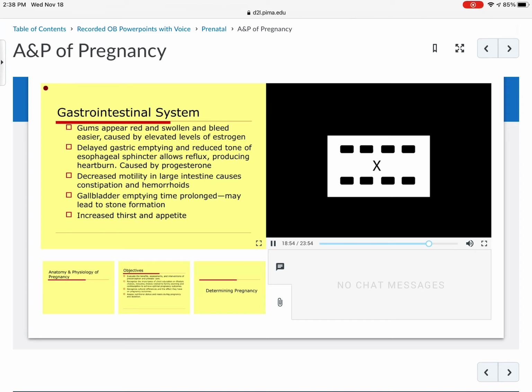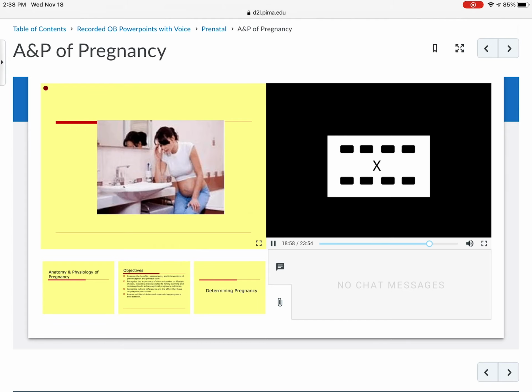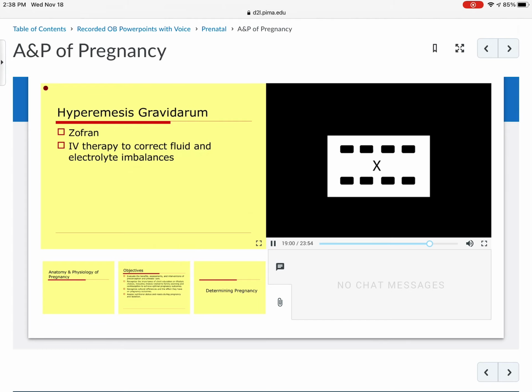Patients have an increased thirst and appetite when they're pregnant, unless they're nauseous. And we already talked about hyperemesis. We use a lot of Zofran and IV therapy to correct fluid and electrolyte imbalances when necessary.